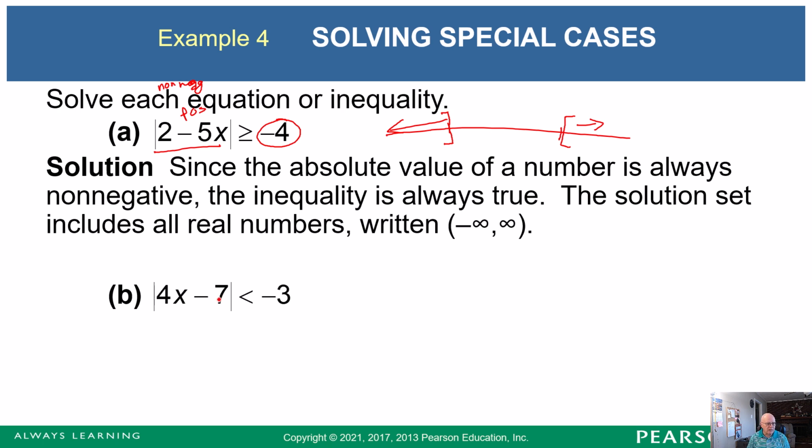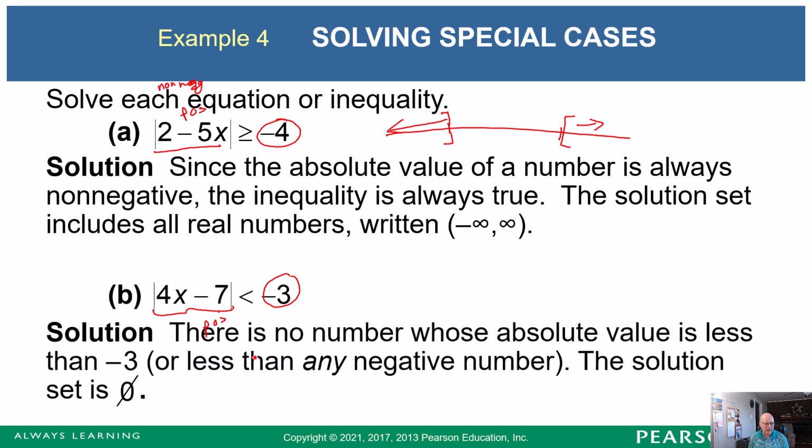And down here, what's true here? Well, you've got something that's going to end up being a positive, or 0, and this is a negative number. Well, what about this positive number? It can't be less than the -3, so what's the solution set? Got it? There aren't any. Another trick.